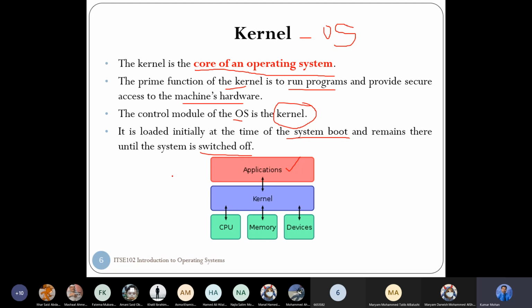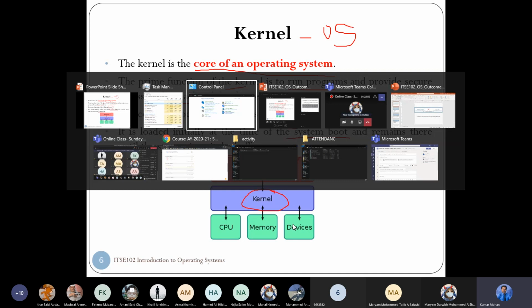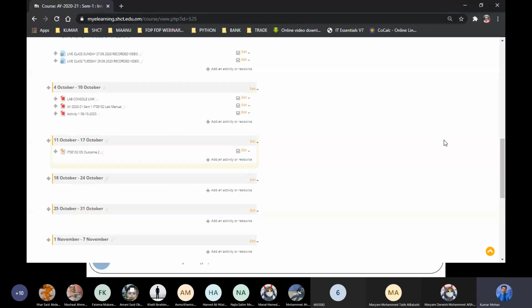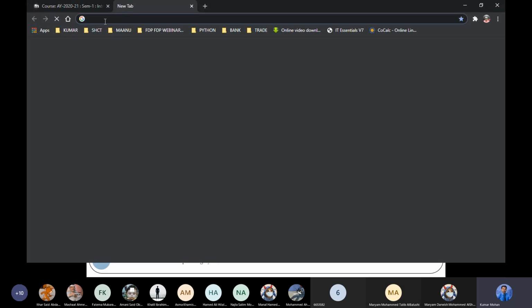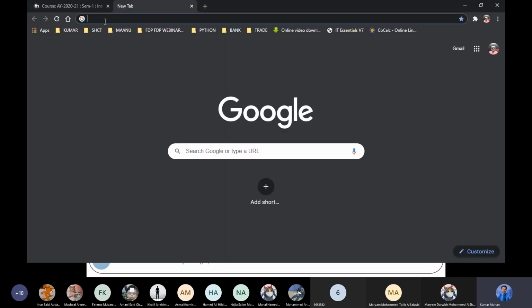So what is this kernel? The kernel is the core of an operating system. The prime function of the kernel is to run programs and provide secure access to the machine's hardware. The control module of the OS is the kernel. The kernel plays a very important role. Now I'll show you the structure of the kernel, how it looks, but that is not the exact structure. Different types of operating systems will have different types of structure.